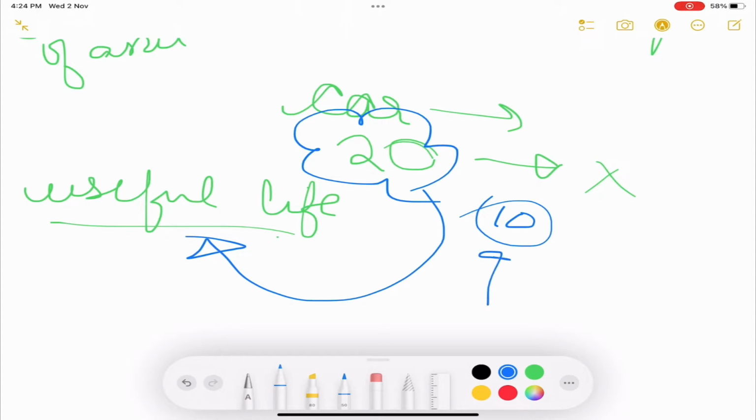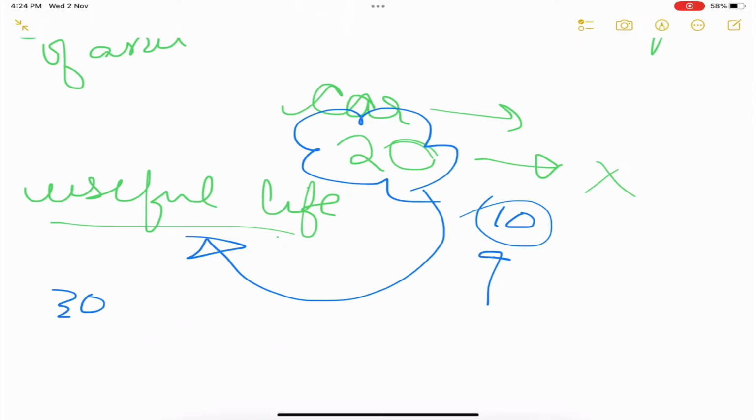Okay. Now, if I have something and I used it for 10 years, what would it be? 10 would be the useful life. If I used a vehicle for 30 years, what would the useful life be? It would be 30. Clear with this word as well?